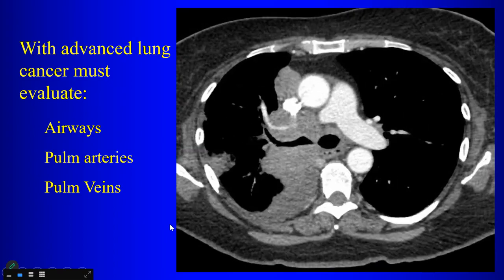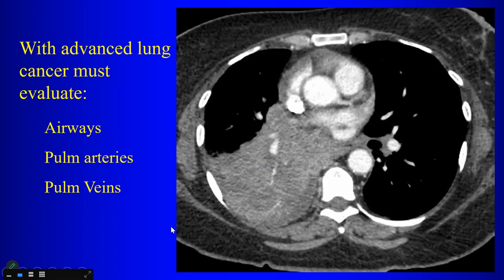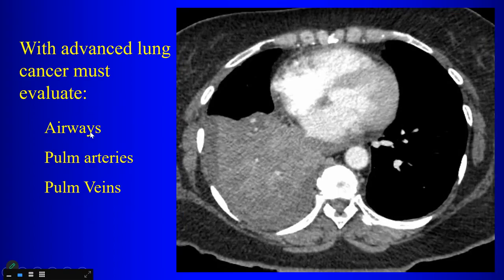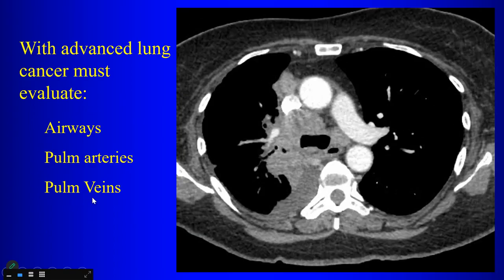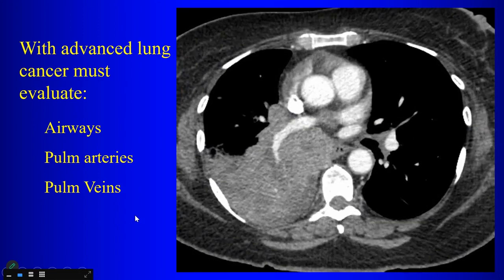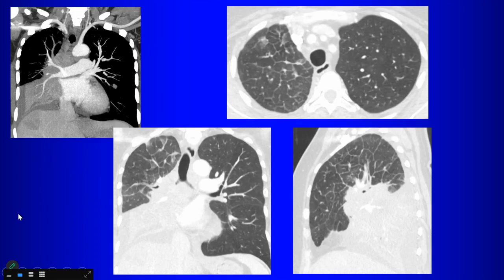So make sure that when you're done talking about the cancer and everything else, go back, look at the airways, look at the pulmonary arteries, look at the pulmonary veins, to be able to talk about those and what effect the tumor is having on those structures, okay?